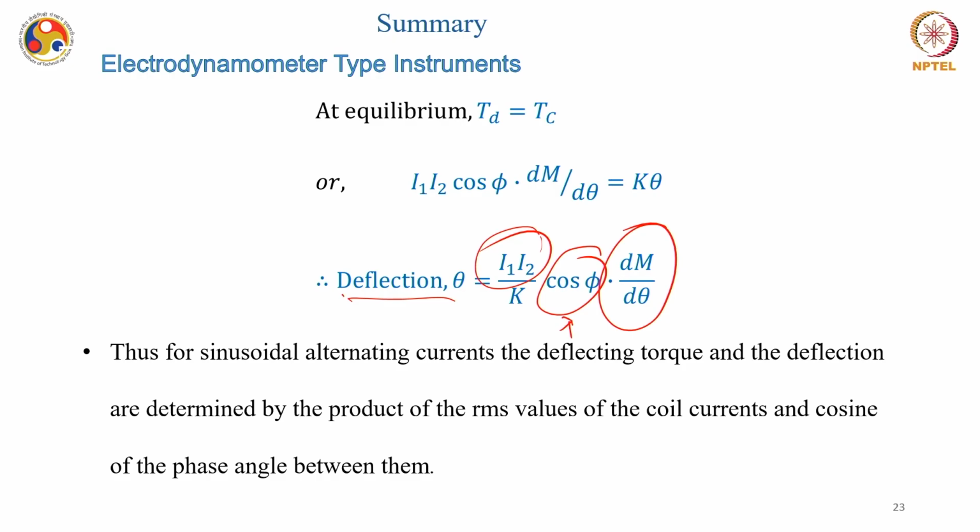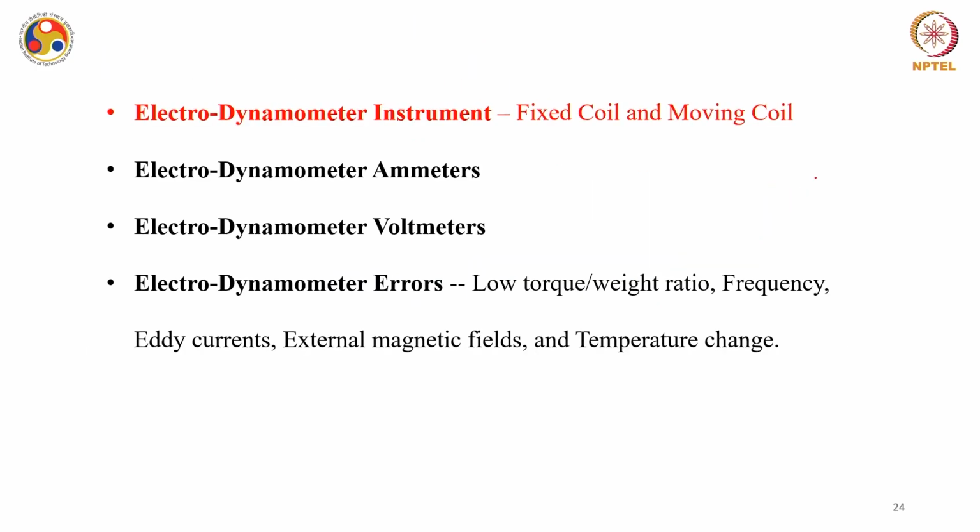For sinusoidal alternating current, the deflecting torque and the deflection are determined by the product of the RMS value of the coil currents and the cosine of the phase angle between them. We also found that when it is DC, it is just I1 into I2, or if the same current flows in the fixed coil as well as the moving coil, it is simply I square. So the electrodynamometer instrument, having two coils, fixed coil and moving coil, can be converted into a simple ammeter or voltmeter depending on how you construct them or how you connect different resistances in the circuit.